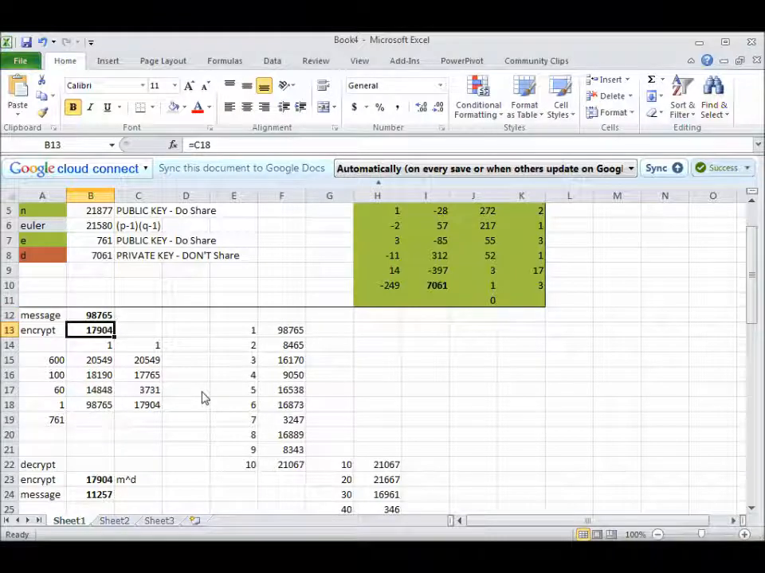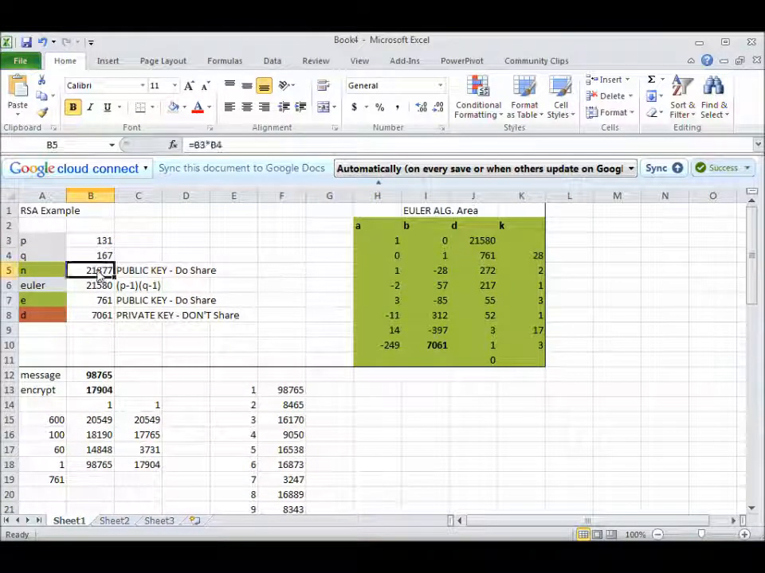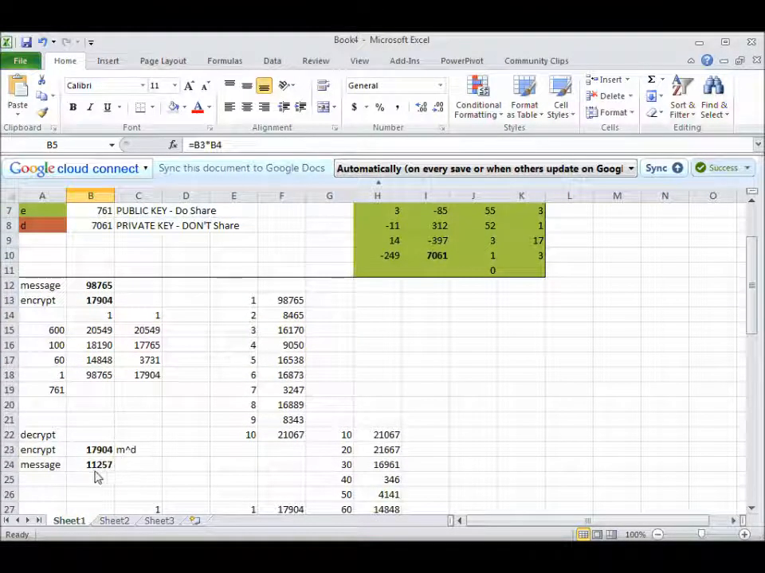98765. This one didn't work. Why didn't this one work? A good question. It didn't work because this is only going to work for numbers that are smaller than n. Remember, we're on a clock here. So this clock is going to go around and around every time it hits 21,877.